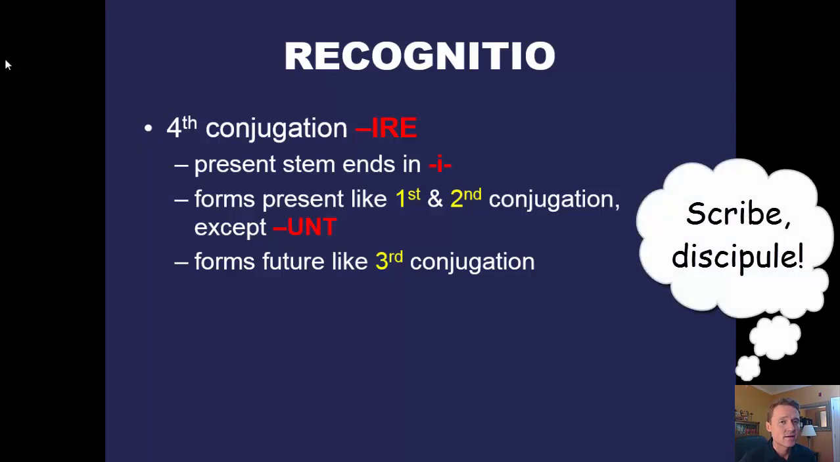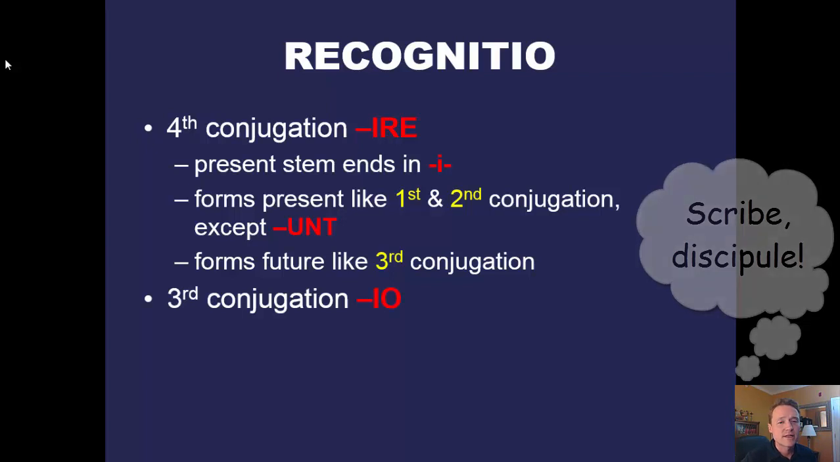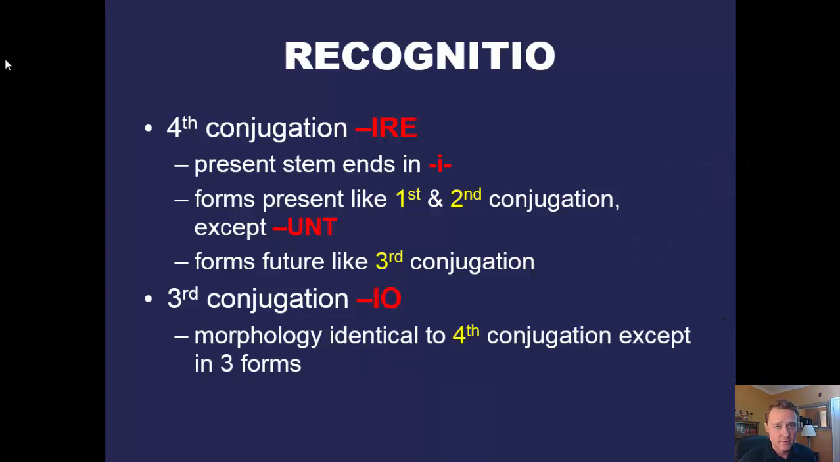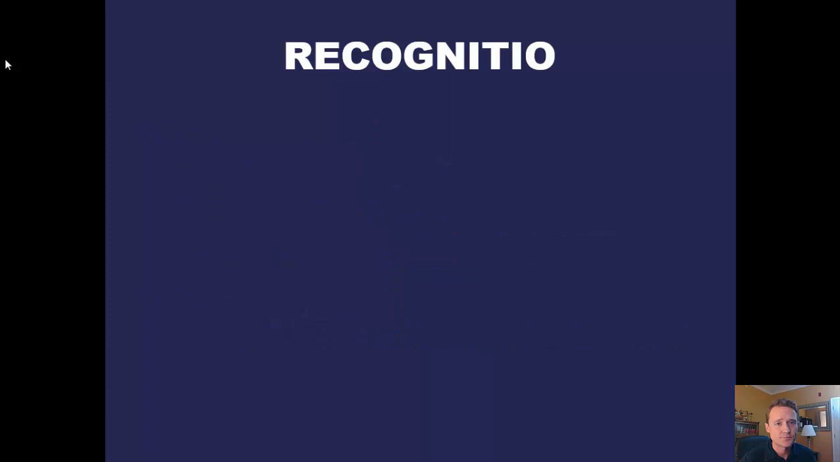The third conjugation -io will be very similar to the fourth conjugation. That is to say, it will look like the fourth conjugation. Its morphology, its appearance, will be identical to the fourth conjugation, except in three forms, which you will encounter as we go on. One will be included in this video.